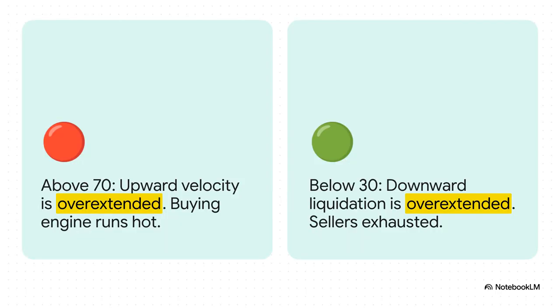And this RSI gives us two totally critical boundaries to watch, 70 and 30. When it pushes up above 70, the asset hits the overbought zone. That means the upward velocity is stretched way too thin, the buying engine is running super hot, and the market is hitting total exhaustion. Conversely, when that RSI drops below 30, it's oversold. The downward liquidation pressure has completely overextended itself. Sellers have emptied their clips entirely. What that does is create this highly coiled spring, primed for a really violent reversal back to the upside.